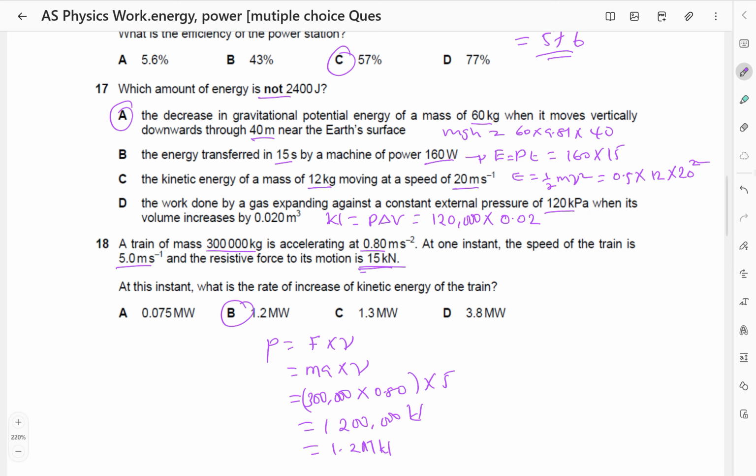Now note that I have ignored this one because the 15 kilonewtons cannot contribute to the increase in kinetic energy. That would only cause a dissipation of energy. It would result in a decrease in kinetic energy. So for the rate at which kinetic energy of the train increases, we shall only consider the force and acceleration. The force, which is mass times the acceleration, because if there's an acceleration, there's an increase in speed. So that would give an increase in kinetic energy, then times the velocity, which is 5 at that instant.